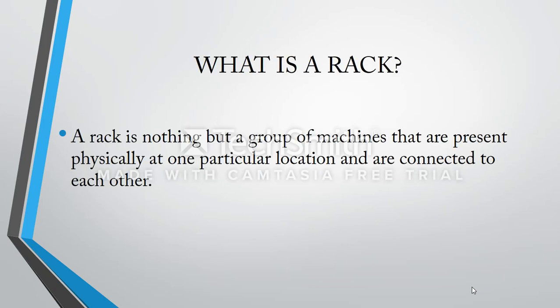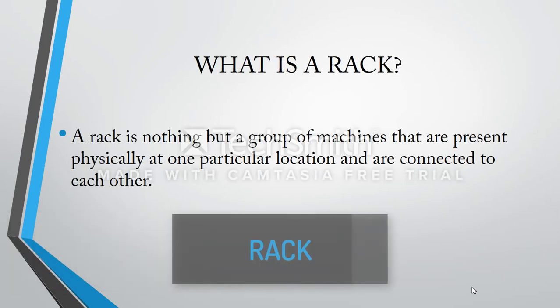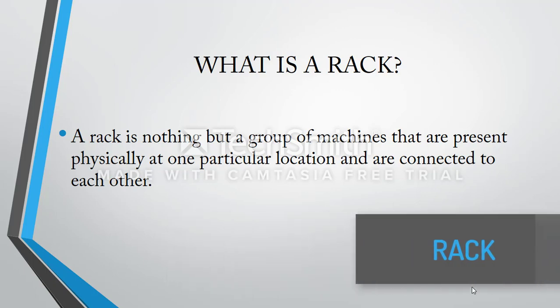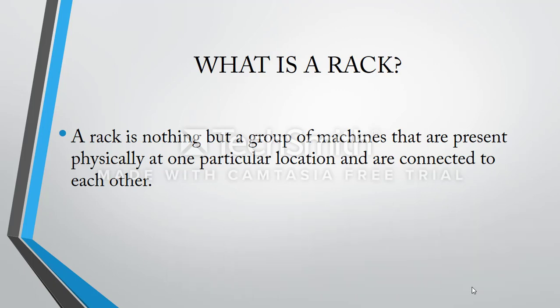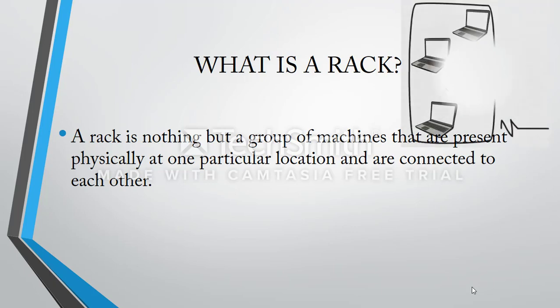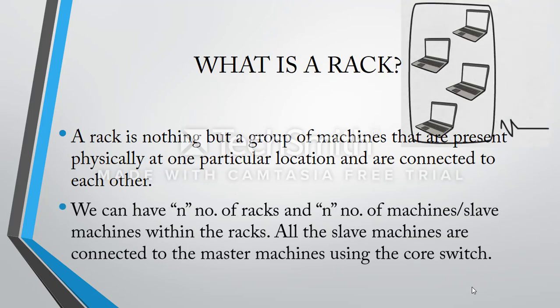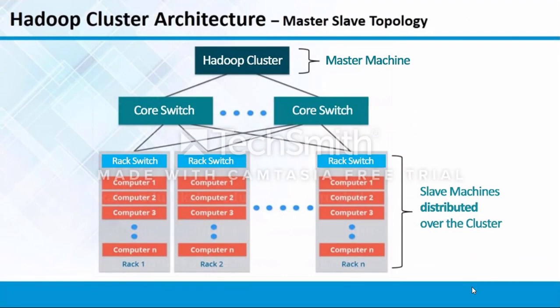A rack is nothing but a group of machines that are present physically at one particular location and are connected to each other. We can have n number of racks and n number of machines, or else I can say slave machines, within the racks. All the slave machines are connected to the master machine using the core switch. So they are not directly connected, they are indirectly connected via the core switch. Hence, every slave machine is actually distributed over the cluster. However, they are connected to each other. So this is what a Hadoop cluster will look like.